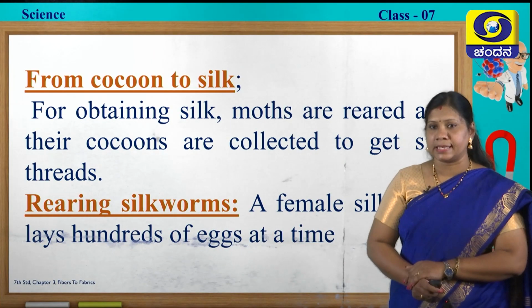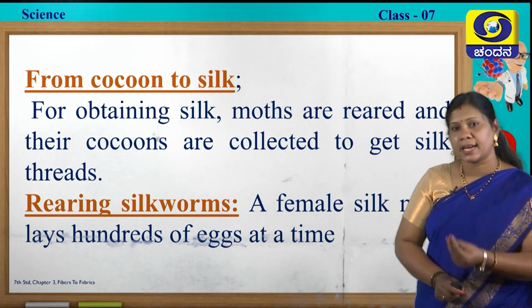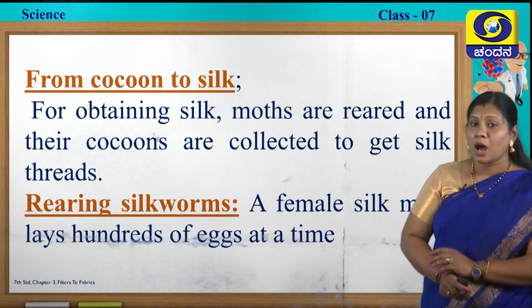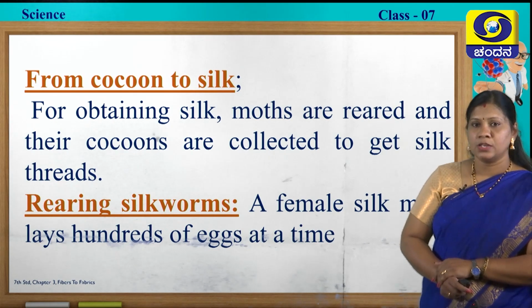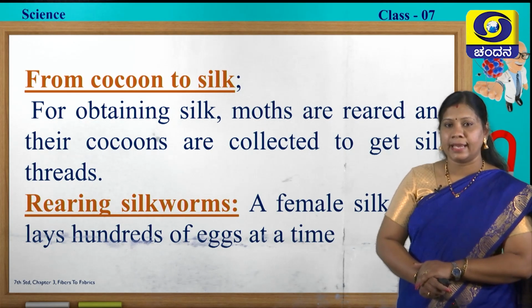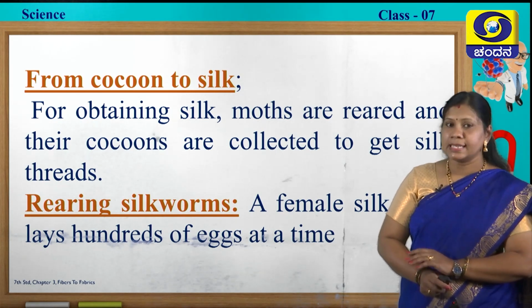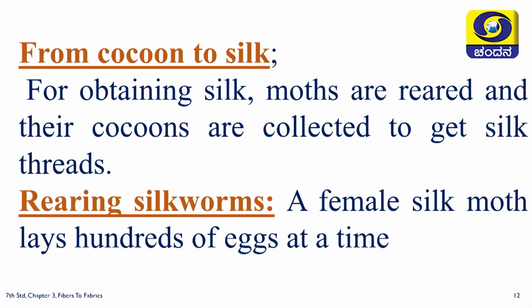From cocoon to silk. We have just seen in the life cycle that silk is extracted from the cocoon. How exactly? There are 4 to 5 steps to extract the silk from a cocoon. For obtaining silk, moths are reared and their cocoons are collected to get the silk threads. Rearing silkworms: a female silk moth lays hundreds of eggs at a time. We have already seen in the life history that the female silk moth lays hundreds of eggs at a time.